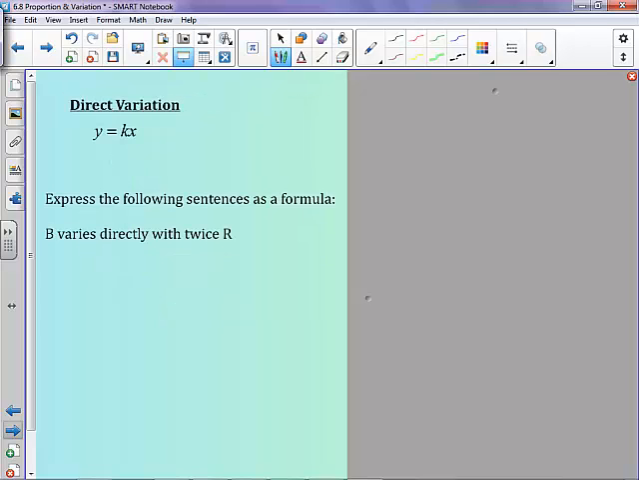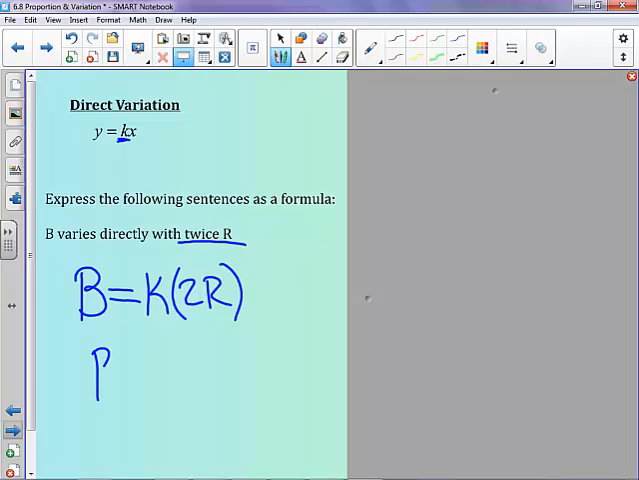For direct variation, if y varies directly as x, that means they're different only by this constant. So if we have b varies directly with twice r, that means it varies with some constant k. Twice r is 2r, and so when we rewrite that, we can write that as 2kr.